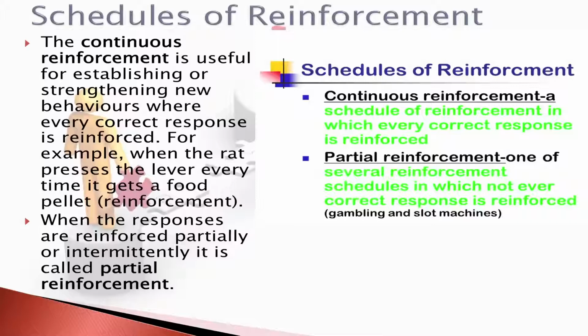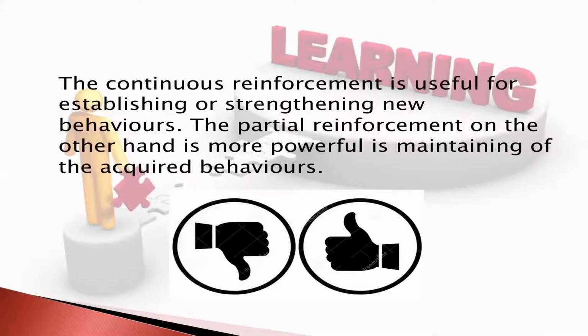Schedules of reinforcement. Continuous reinforcement is useful for establishing or strengthening new behaviors, where every correct response is reinforced. For example, when the rat presses the lever every time, it gets the food pellet, reinforcement. Alternatively, some of the responses are reinforced partially or intermittently. Partial reinforcement, on the other hand, is more powerful in maintaining the acquired behaviors. Let us see what you have learned so far about classical conditioning and operant conditioning.